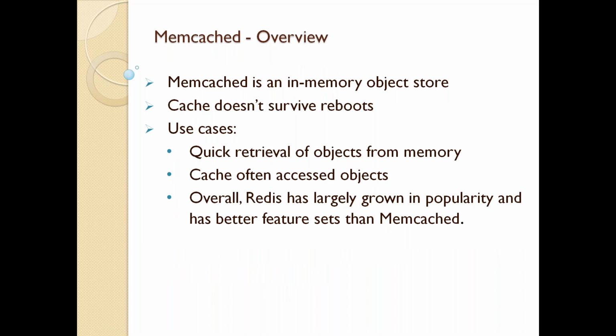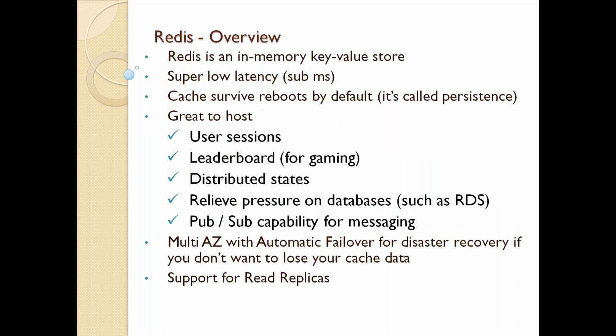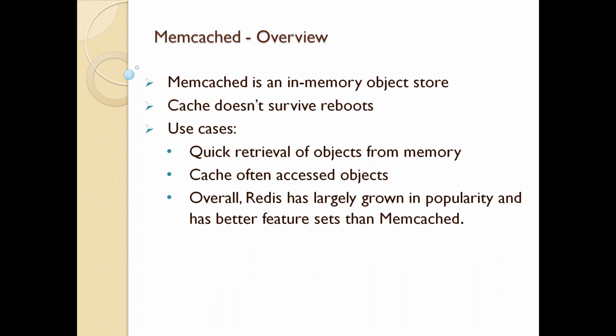Whereas Memcached is a memory object store. The cache does not survive reboots. Just as an example, assume your Redis might be equal to your EBS, whereas Memcached is equal to your instance store volume, which is ephemeral storage, right? So Memcached is an in-memory object store, and the cache does not survive reboots. Use cases: quick retrieval of objects from memory. Wherever you want, you can use that.